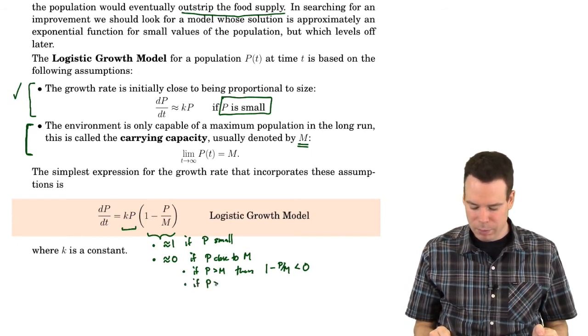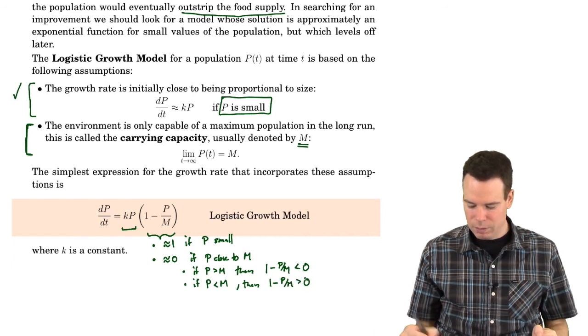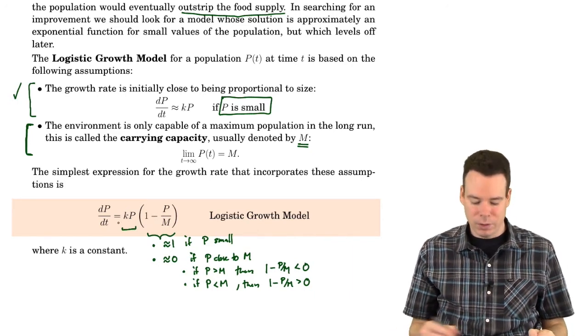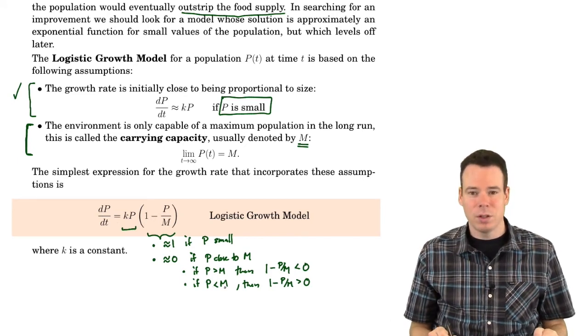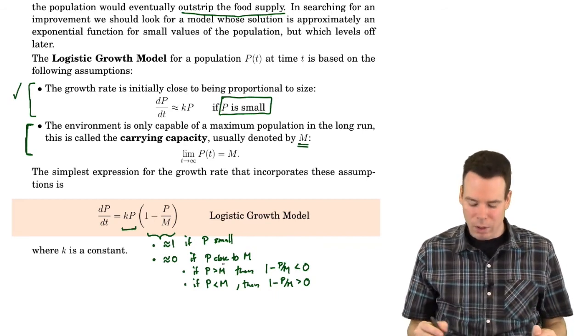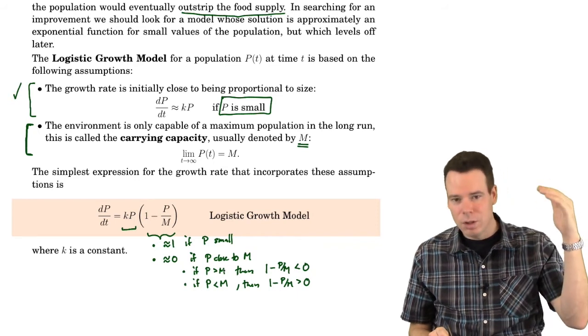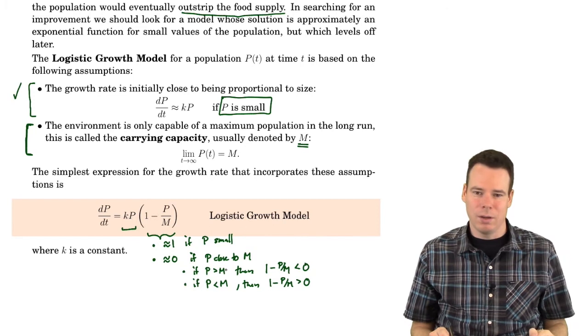Alternatively, if p was smaller than m, then 1 minus p over m is bigger than 0. So this is positive, p is positive, k is positive, all those things are positive, so the population is growing. If your population is lower than your carrying capacity, then your population is increasing. So either you start out below your carrying capacity, in which case your population continually increases until it approaches your carrying capacity, or if you start out with a population larger than your carrying capacity, then your population is going to decrease to approach the carrying capacity.